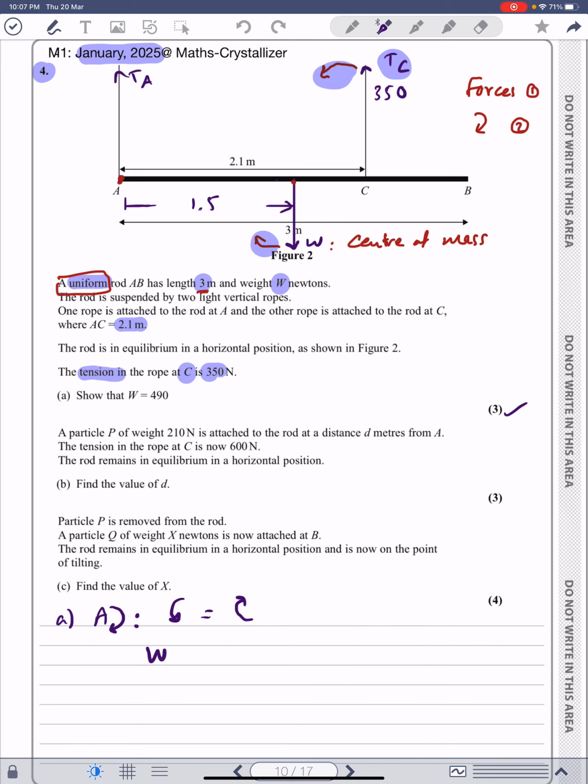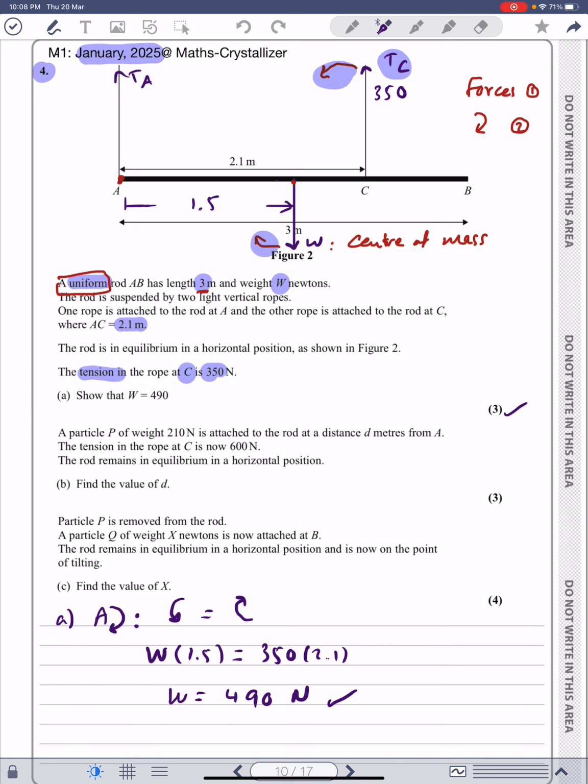W is 1.5 from A, the other force 350 newtons is 2.1 from A. Multiplying 350 times 2.1 divided by 1.5, you'll get the answer. Simply and fast like this.